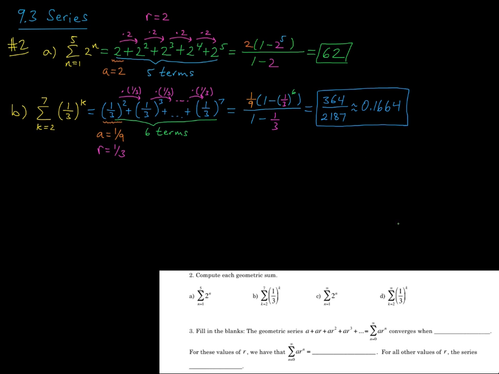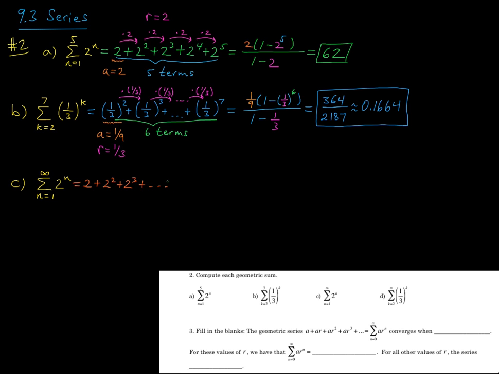How about part C? We're looking at a series now, an infinite sum. We're summing 2 to the n as we let n vary from 1 to infinity. In part A, we summed up the first 5 terms of the sequence 2 to the n. Now we're going to add up all the terms of the sequence. That's 2 plus 2 squared plus 2 cubed, and so on and so forth.